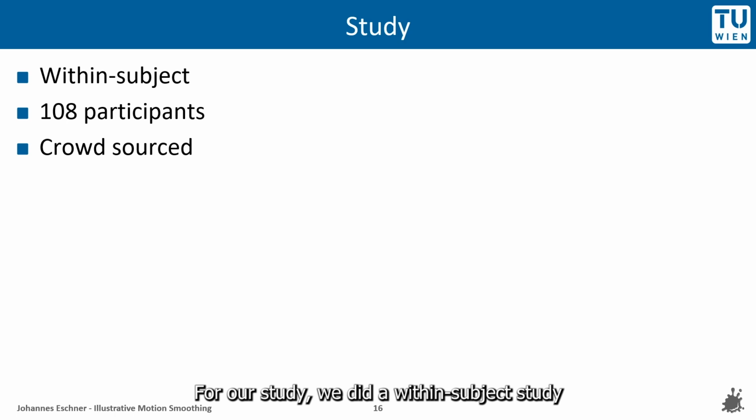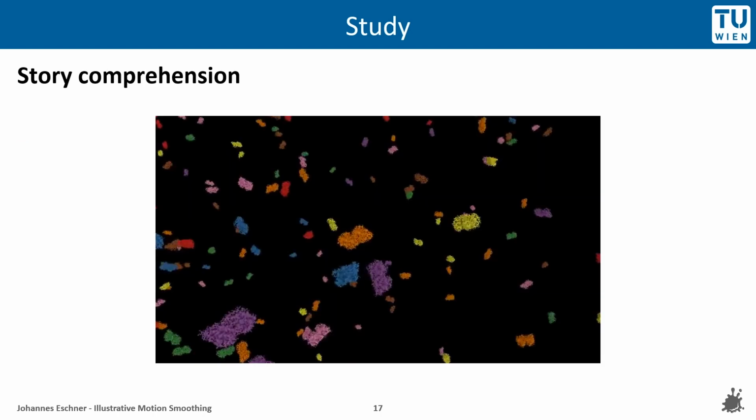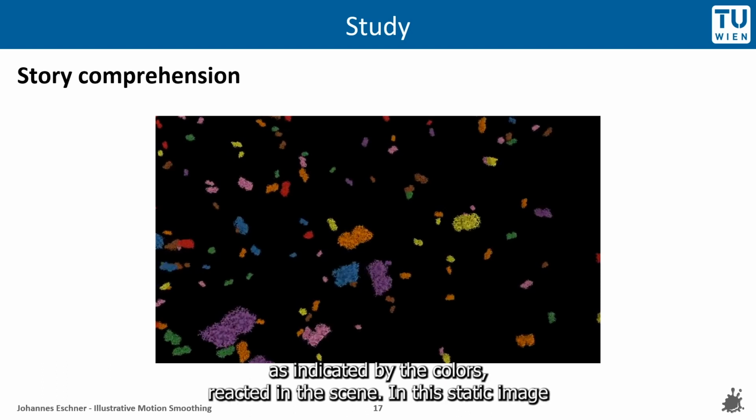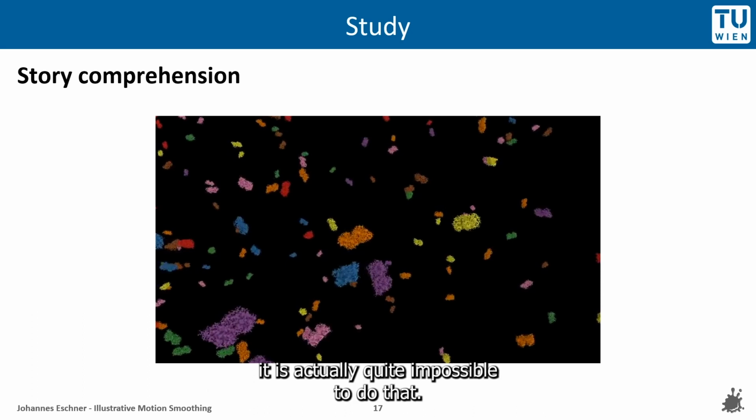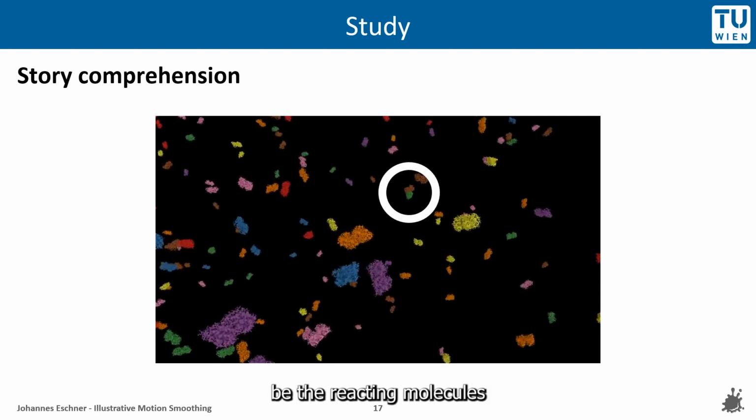For our study, we did a within-subject study with 108 participants, and we recruited them using a crowdsourced platform called Prolific. For the study, we tested our three main effects of the illustrative motion smoothing, the first one being the effect on story comprehension. Here we asked participants which two molecules, as indicated by their colors, reacted in the scene. In this static image, it is actually quite impossible to do that. However, we know that the brown and the green molecule here would be the reacting molecules.